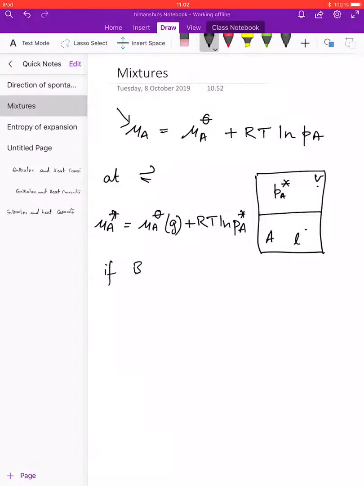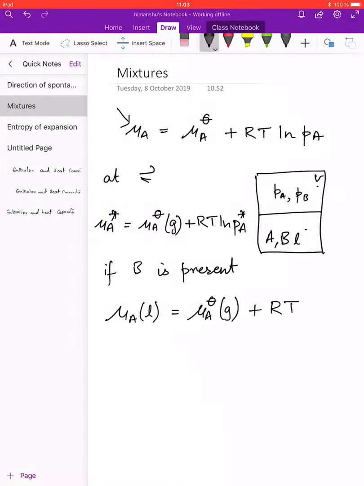Now if a second component is also present in the liquid phase, we have both A and B. So in the vapor phase, we have both a partial pressure arising from A and a partial pressure arising from B. Then this equation changes, and now we have the chemical potential of A in the liquid phase. Now there is no star because B is also present, so it's not a pure phase anymore. It is equal to the standard chemical potential of A, plus RT multiplied by the logarithm of the partial pressure of A.